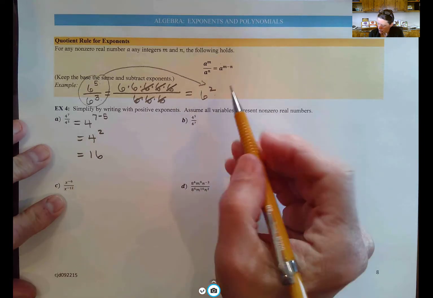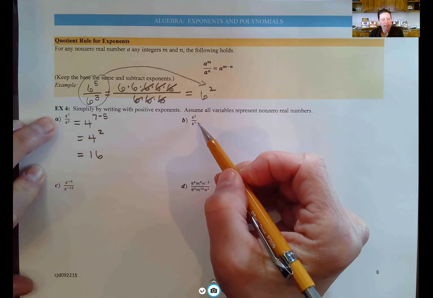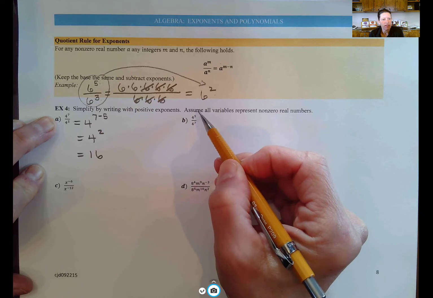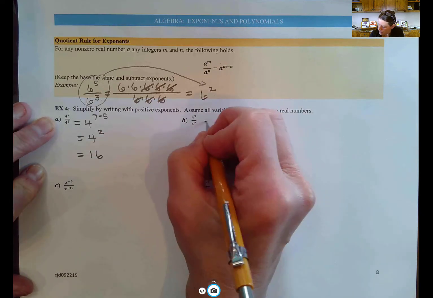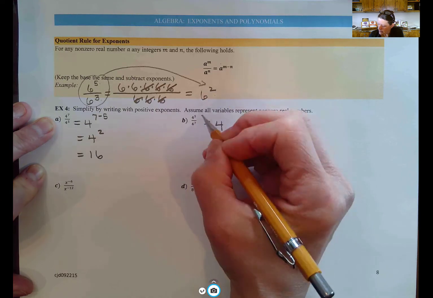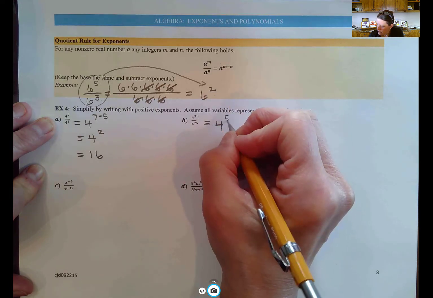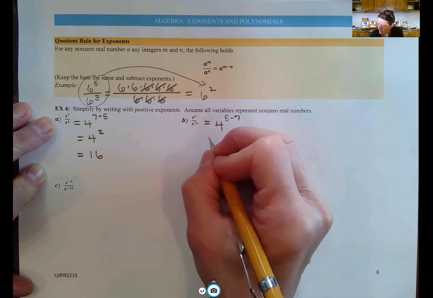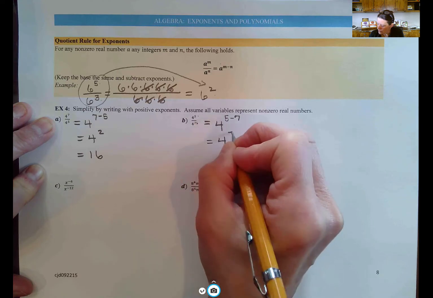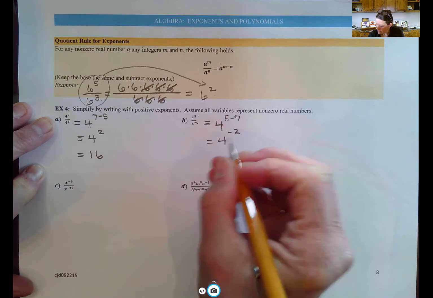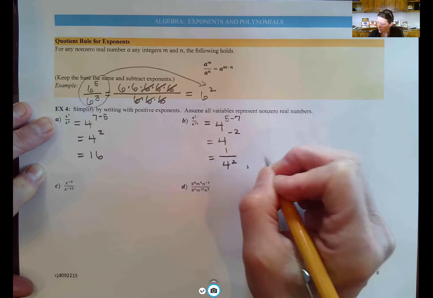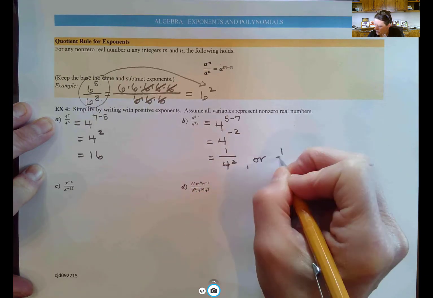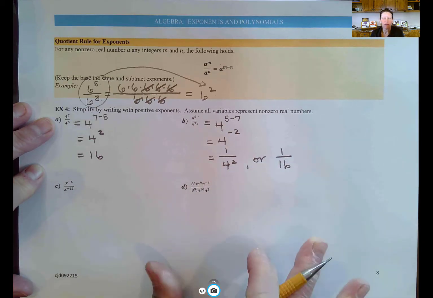And part B, notice that this is similar to part A, except the 4 to the 5th is in the numerator and the 4 to the 7th in the denominator. So now as we use the quotient rule, it's top exponent minus bottom. So that's a 5 minus 7, and in this case, it's 4 to the negative 2, isn't it? In other words, 1 over 4 squared, or you might say 1 over 16 if we evaluate that.